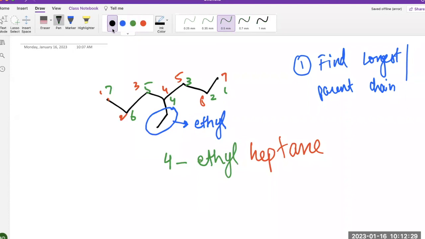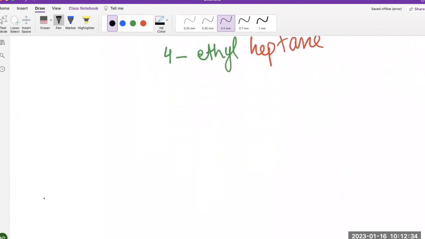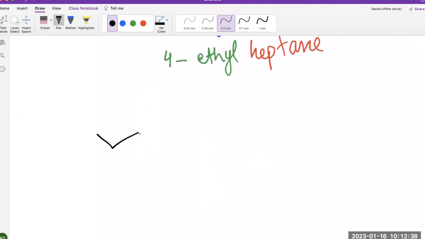All right, we'll keep doing some more examples here. Now, let's see. We have a molecule which has two carbons attached like that. So let's see, what do we do with molecules like this?